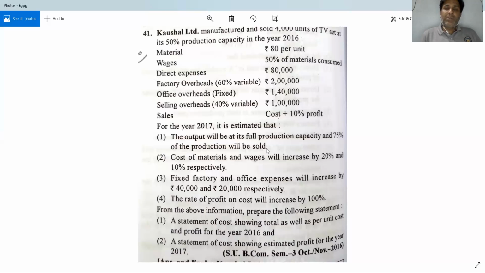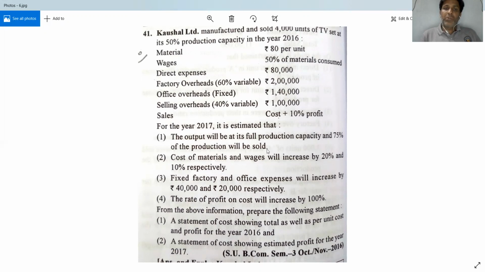For the year 2017, it is estimated that first, the output will be at its full production capacity and 75% of the production will be sold. We remember in 2017, the company will manufacture 100%. It means 8,000 TV sets, but the company can sell only 75% of production. 8,000 multiplied by 75% means it will be 6,000 units.